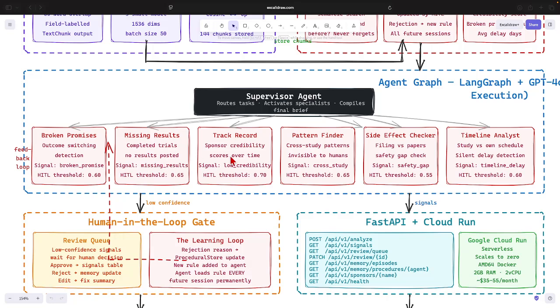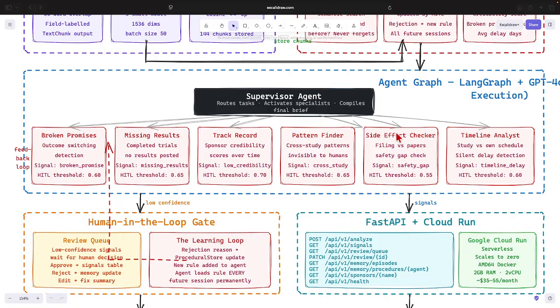And then you have the track record agent. The track record agent builds a credibility score for each sponsor, based on everything they have ever done. So it is looking for patterns across many studies and not just one. Then you have the pattern finder agent, which searches the entire corpus simultaneously, looking for things that no single human reading one study would notice. So let's say you have 3 companies quietly testing the same drug for the same condition, or a drug that failed in one disease being retried in another. So you can see cross-study patterns which are invisible to humans. That is what it is going to do.